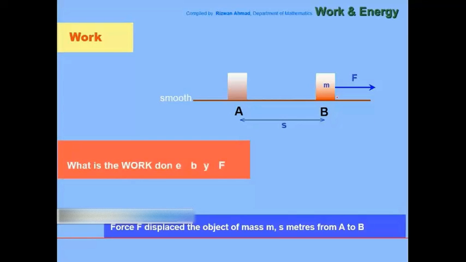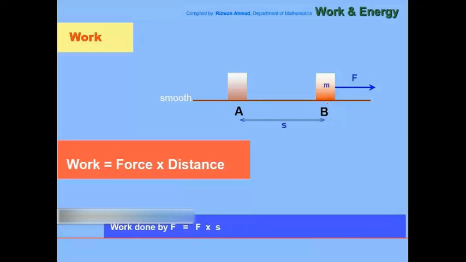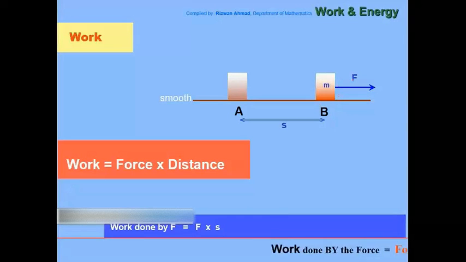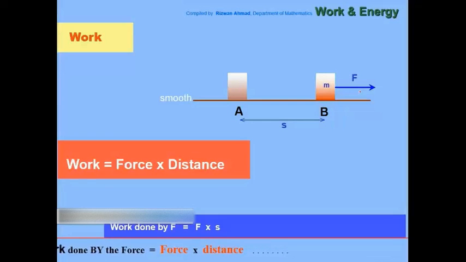So the work done by the force F will be force times the distance. The force which we apply to the object times the distance the force moved this object from A to B. So it will be F times S, because the force is F and the distance moved is S. Here the entire force F is doing work because F is acting in the direction of motion, parallel to the direction of motion.